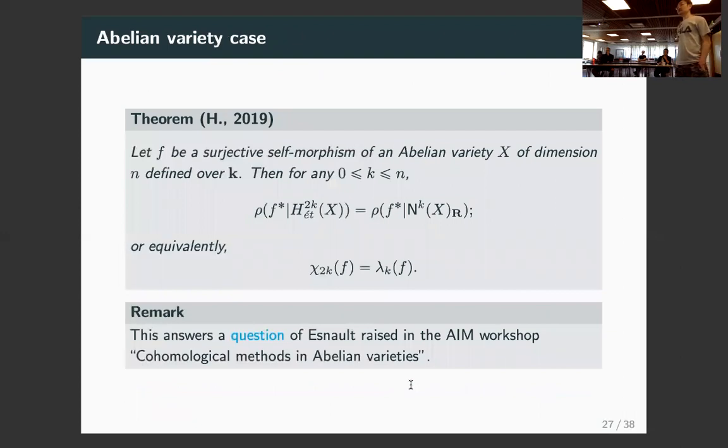And here's my result from 2019. I consider the Abelian variety case. For Abelian varieties, if f is a surjective self-morphism, then the dynamical degree comparison holds. So the spectral radii of the two linear actions are the same. Equivalently, the 2k-th cohomological dynamical degree is the same as the k-th numerical dynamical degree. In particular, this answers a question of Esnault, which she asked 10 years ago at this Riemann workshop.